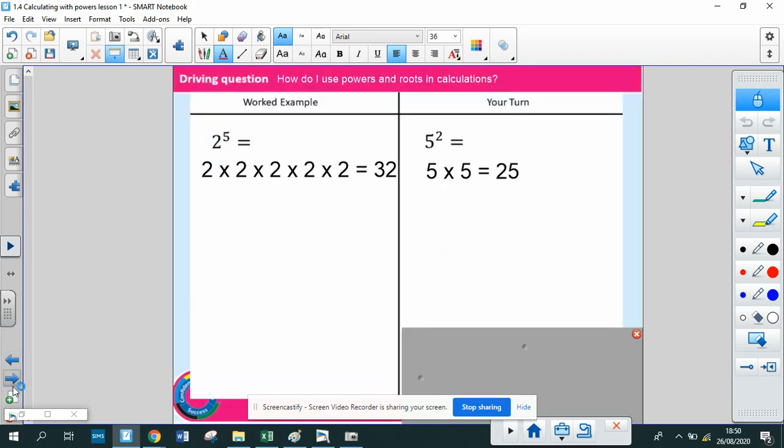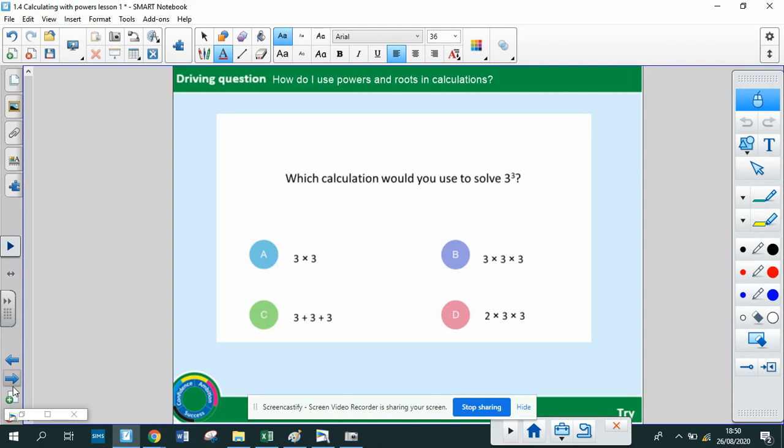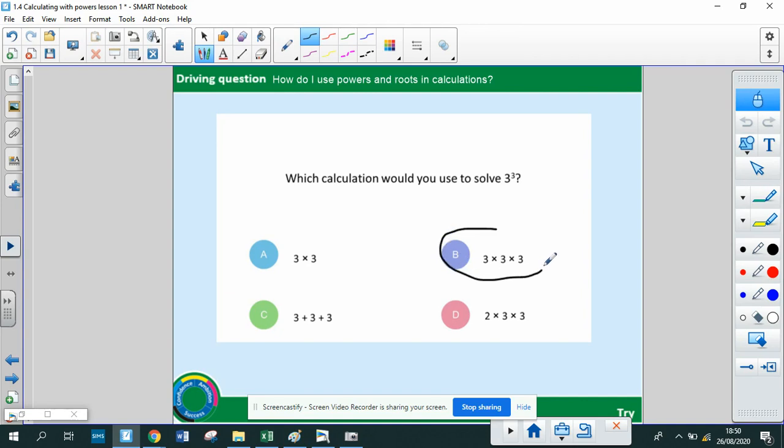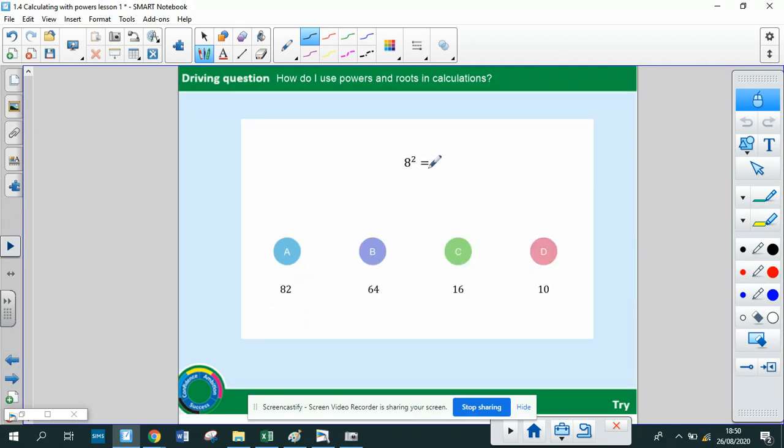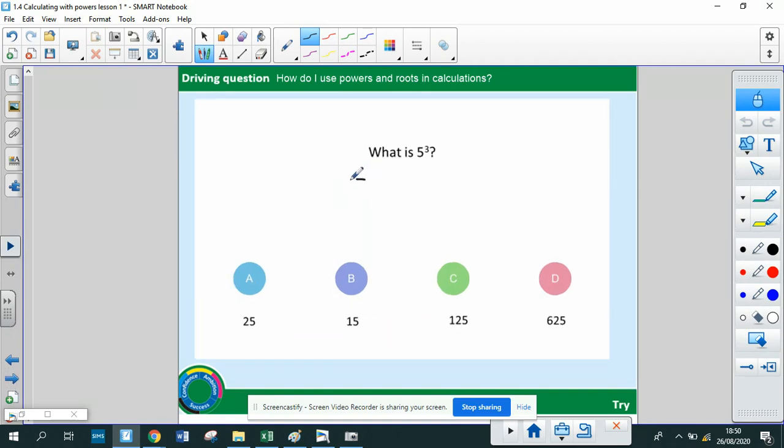Okay, we're going to do some quick fire questions. If you think of the answer, use paper if you need to, and then press play when you're ready for the answer. Which calculation would you use to solve 3 cubed? 3 multiplied by 3 multiplied by 3. Don't get confused, we're not adding here, we're multiplying. 8 squared, that's 8 multiplied by 8, which is 64. 5 cubed is 5 multiplied by 5 multiplied by 5. 5 multiplied by 5 is 25, multiplied by 5 again, 125.